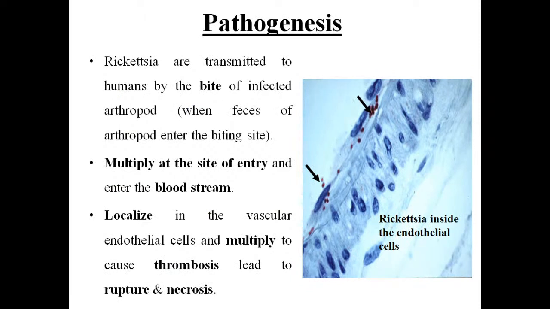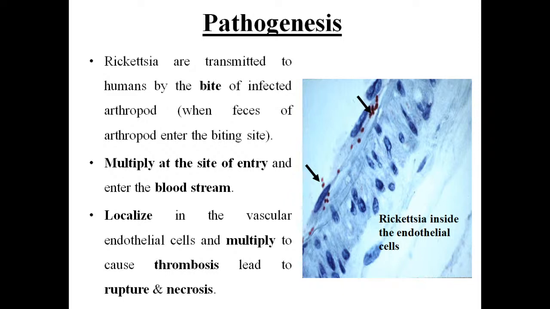Pathogenesis of epidemic typhus and endemic typhus. Rickettsia are transmitted to humans by the bite of an infected arthropod. Arthropods, these are ticks or lice or fleas. Feces of the arthropod enter the biting site, or are inhaled, or urine enters food. Before biting, the flea or louse discharges feces with rickettsia. Then rickettsia multiply at the site of entry and enter the bloodstream.